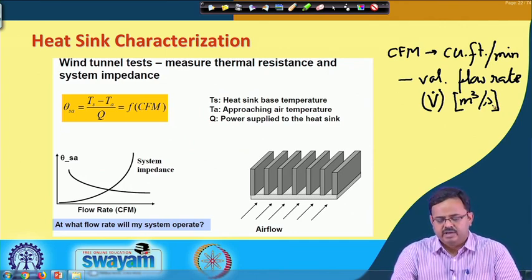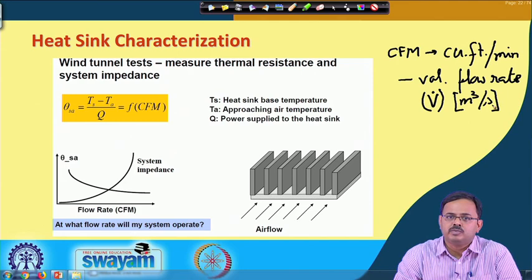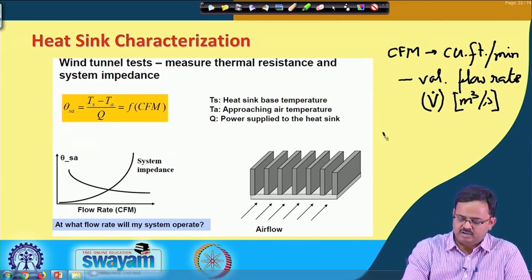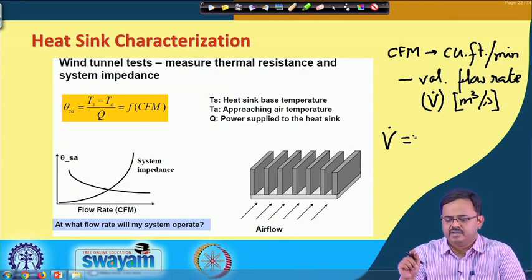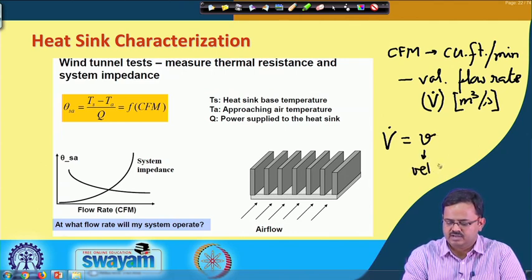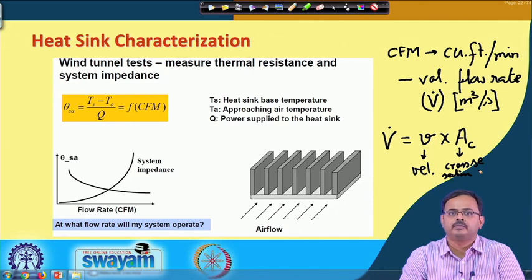Now, think about it. If it is flow through a passage, flow through a channel of whatever cross section, what is V dot going to be? See, V dot is going to be the velocity of the air, small v, which I am writing as velocity, times the area of the cross section. Clear? The area of the cross section.